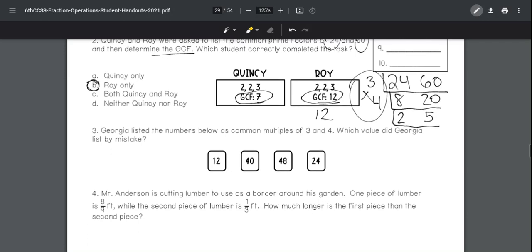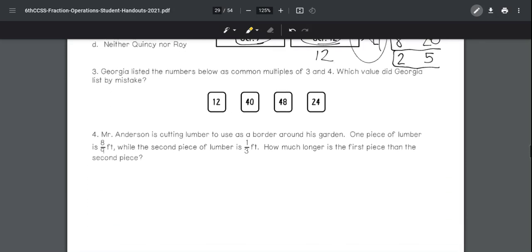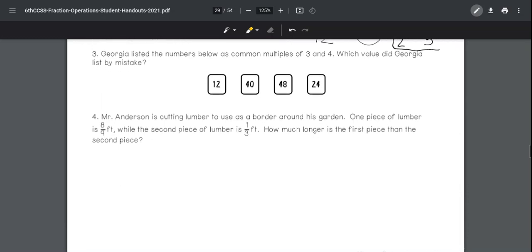Now we're moving on to number 3, which is dealing with least common multiple. It says, Georgia listed the numbers below as common multiples of 3's and 4's. Which value did Georgia list by mistake? Well, if you wrote out your 3's and you wrote out your 4's, or you used your multiplication chart, you would know we could do 3 times something to get 12. We cannot do 3 times anything to get 40.